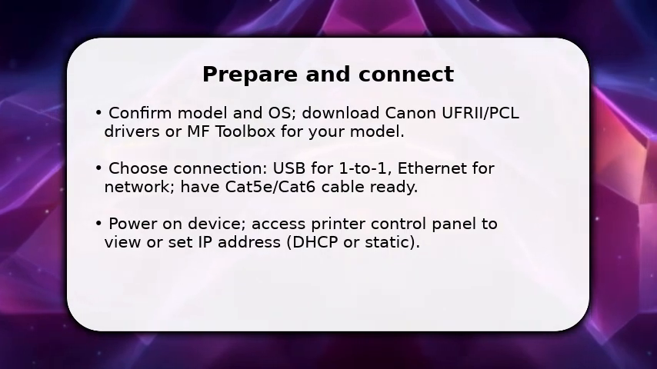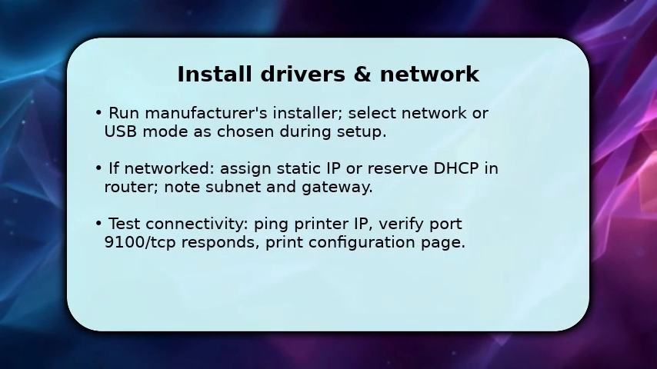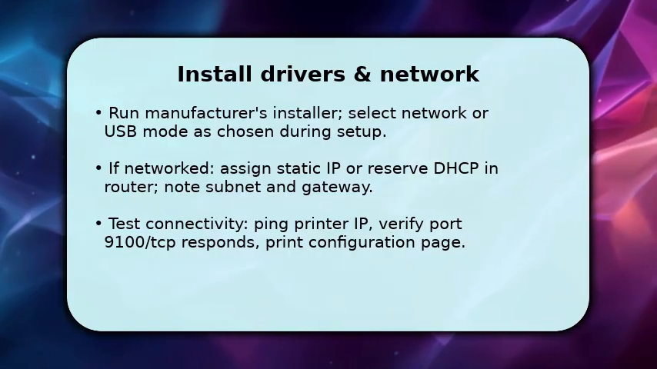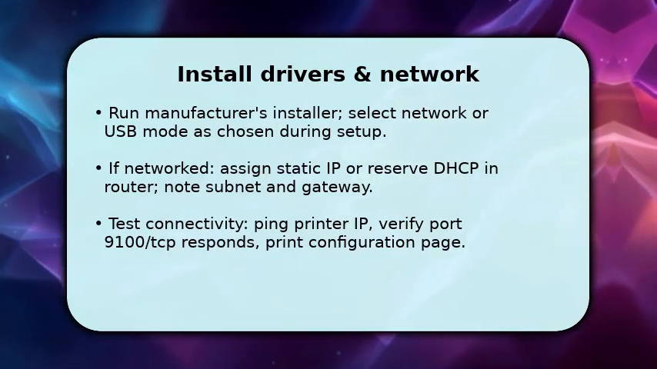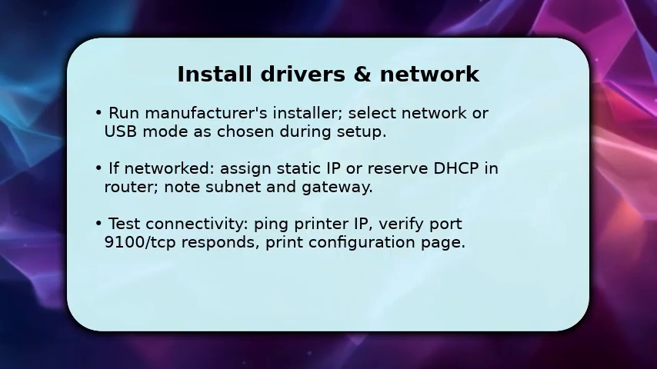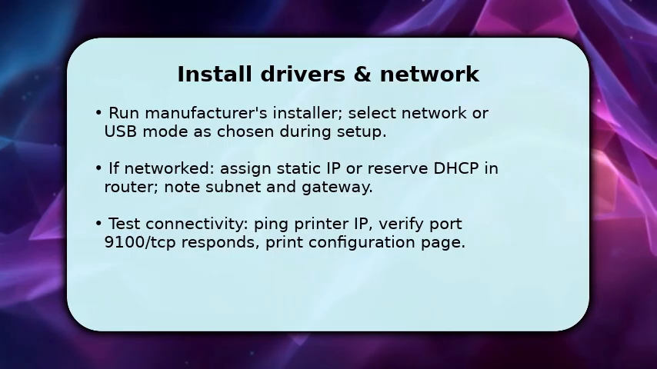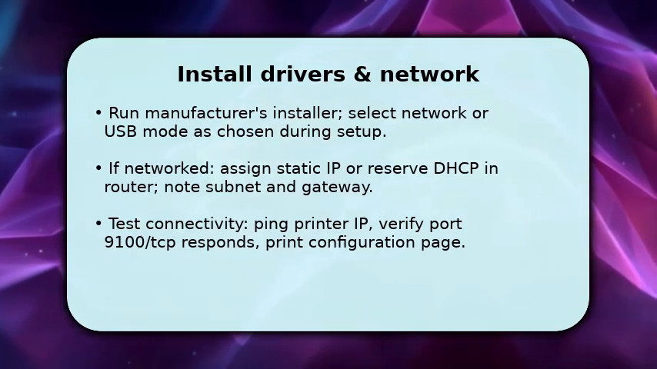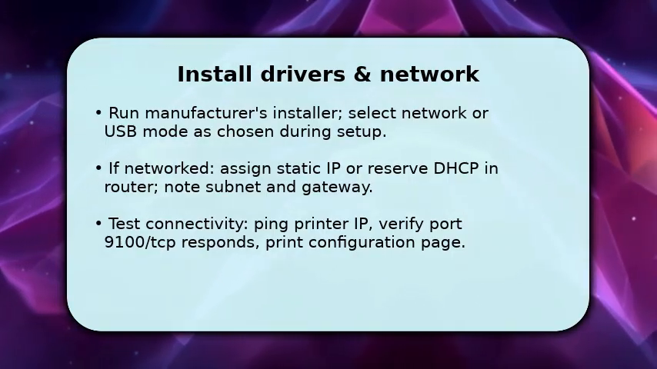Now install the Canon driver package on your computer and pick the connection mode you previously prepared. For network installs, give the printer a static IP or reserve its DHCP address in the router so it stays predictable. Make sure subnet and gateway match your LAN. After installation, use ping to verify the printer IP. Check port 9100 or LPR availability and print a configuration page from the device to confirm settings.